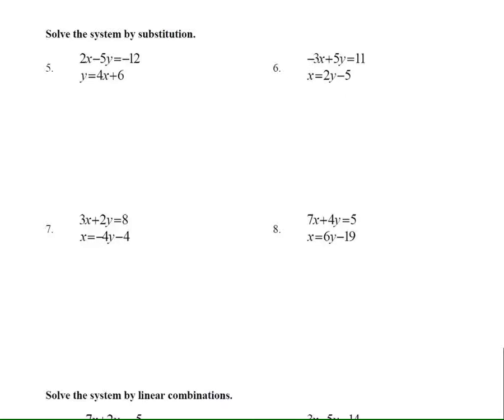What I mean by that is if you look at the second equation in number 5, you'll see that I have y equals. So what I can do is take what y is, which is 4x plus 6, and replace that with the y in the first equation. That's why it's called substitution.